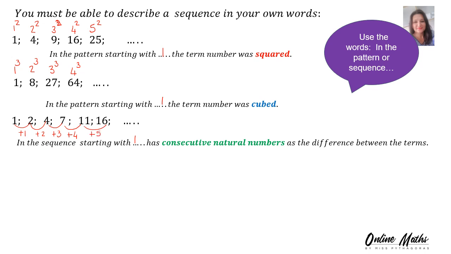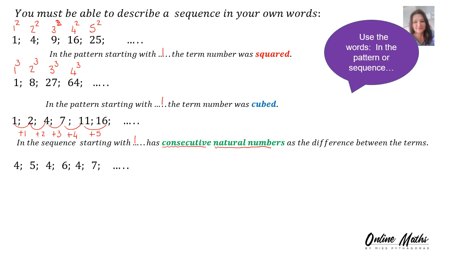Now to write that in your own words, you will say in the sequence starting with 1, it has consecutive natural numbers. The word consecutive means one after the other, and the natural numbers are the numbers that we count in: 1, 2, 3, 4, 5. And then they have the consecutive natural numbers as the difference between the terms.